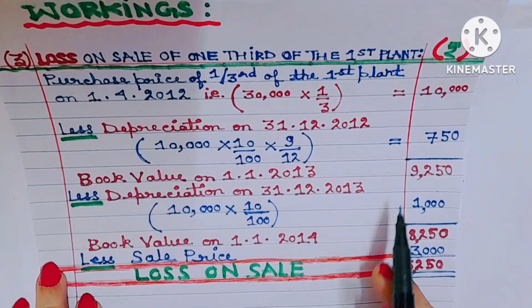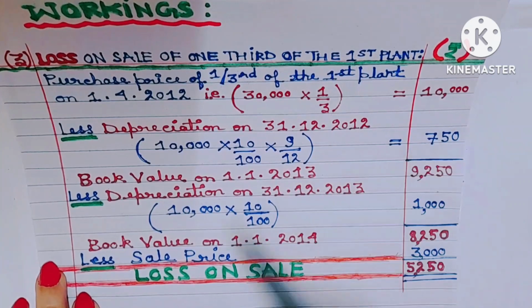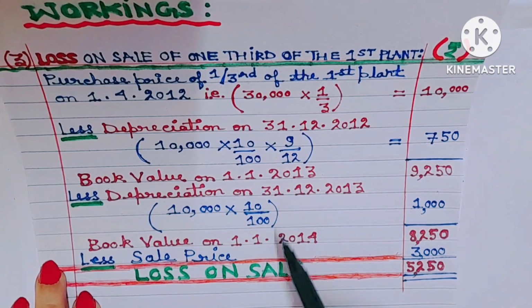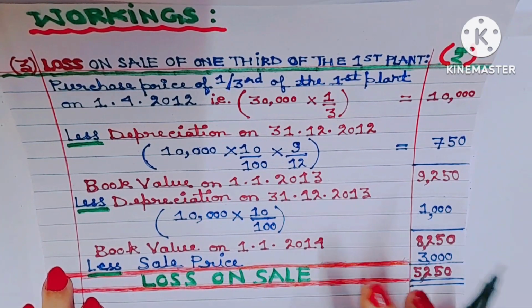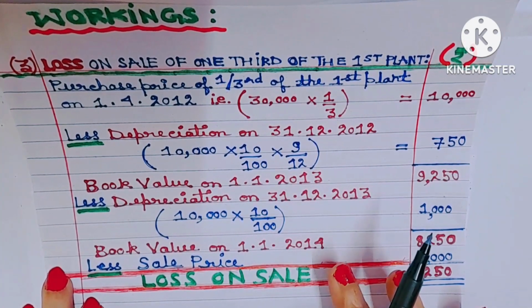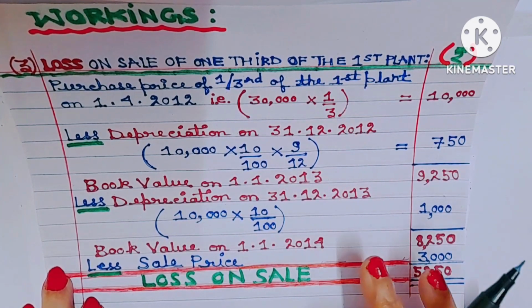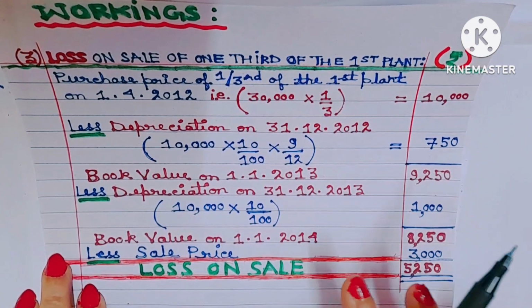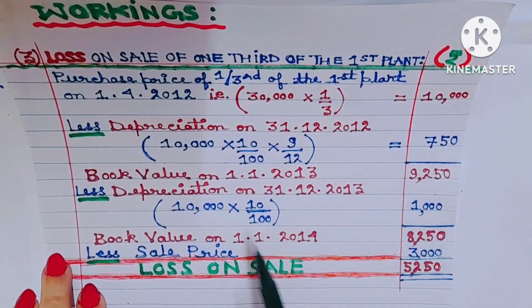Understood? Again, we have to depreciate 1/3 of the first plant. Less depreciation on 31st December 2013 for the whole year. Why the whole year? Because the first plant was in the business of Baba Limited from the very first day, that is from 1st January 2013. So we have to charge depreciation for the whole year on 1/3 of the first plant. That is 10,000.